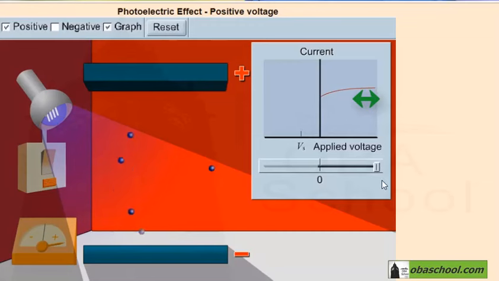Once all available electrons migrate to the upper plate, any further increase in applied voltage does not increase the current above its maximum value. Therefore, the curve line reaches a plateau region or a constant horizontal region referring to the maximum current reached.